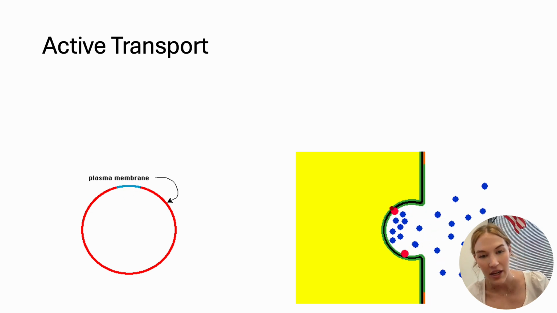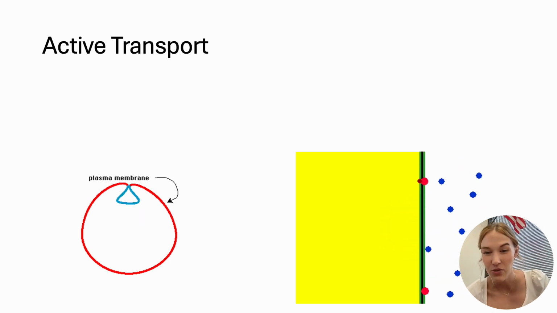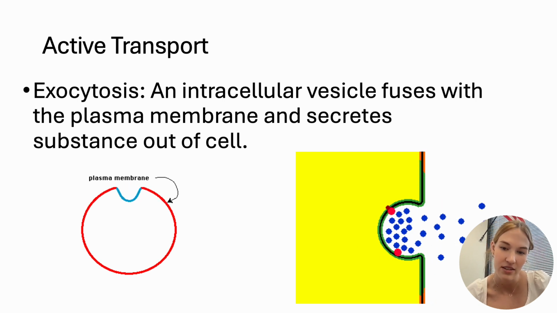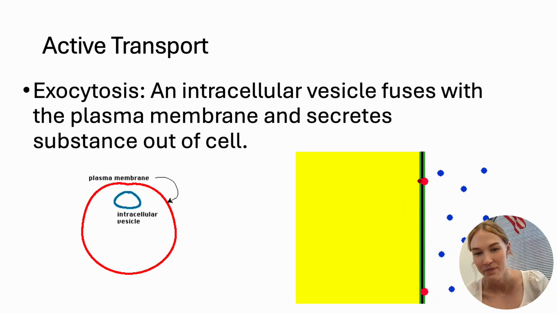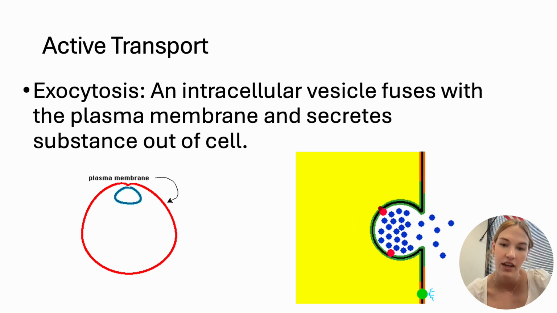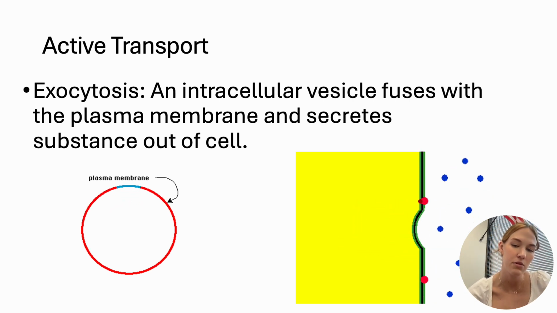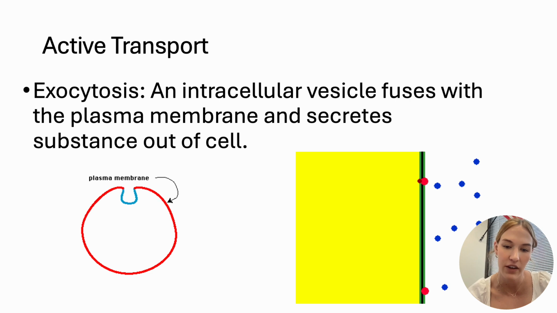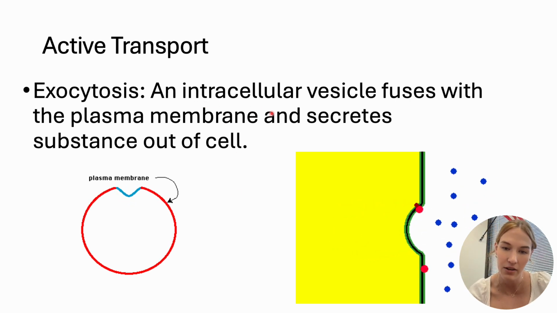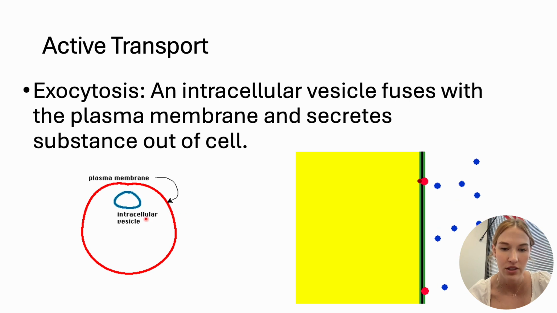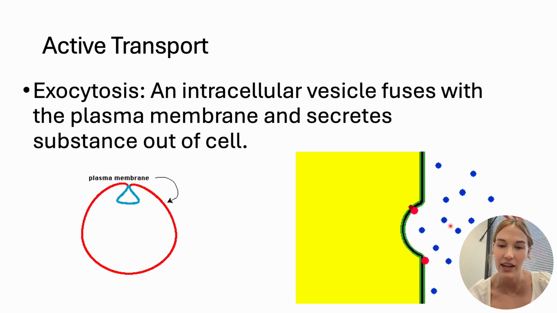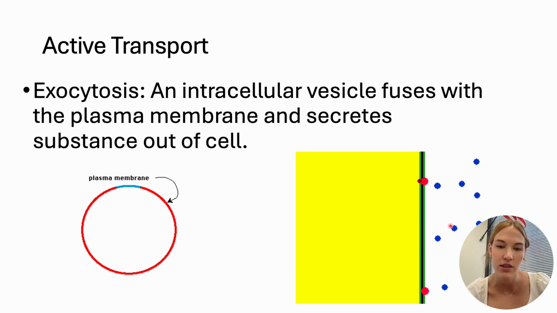Okay, another type of transport that is not using a protein is going to be something called exocytosis. And we're going to talk about endocytosis in a second. But exocytosis is where an intracellular vesicle fuses with the plasma membrane. So intracellular, this prefix intra, is going to mean inside. So inside the cell, there is a vesicle that forms, just like we see over here, and it is going to merge with the cell membrane and spit out everything that it was carrying.